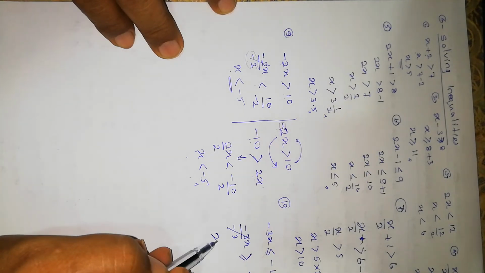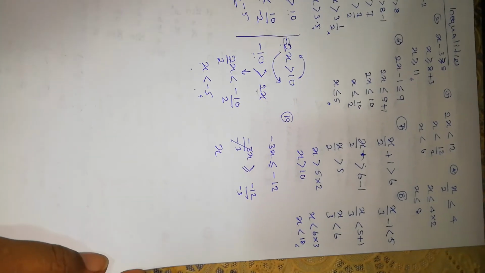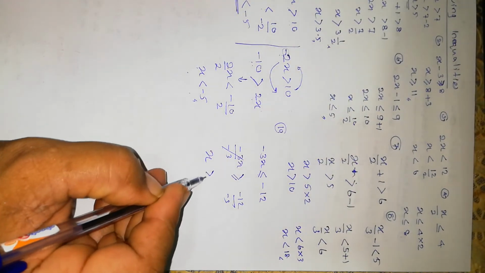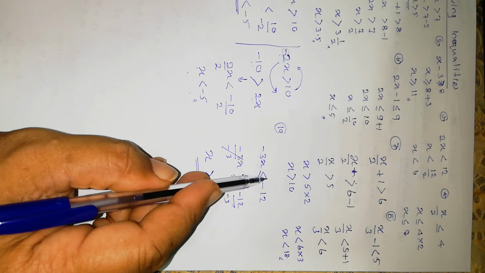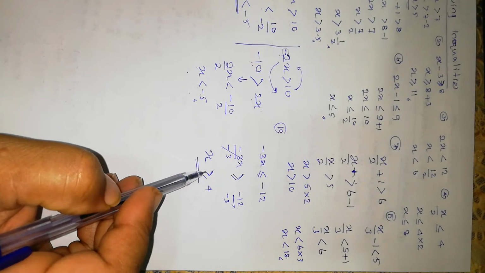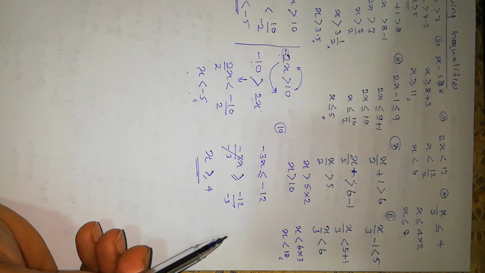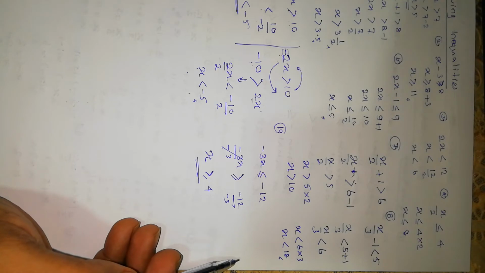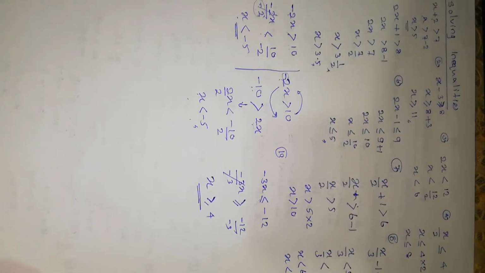Now cancel this one. X is greater than or equal to, then divide negative by negative, positive 4. Then x, this one less than or equal, now it is greater than or equal to 4. X is greater than or equal to 4. Are they clear, children? It is very important, children, to know how we solve inequalities. Of course, we use the same method as solving a simple equation to solve inequalities too.